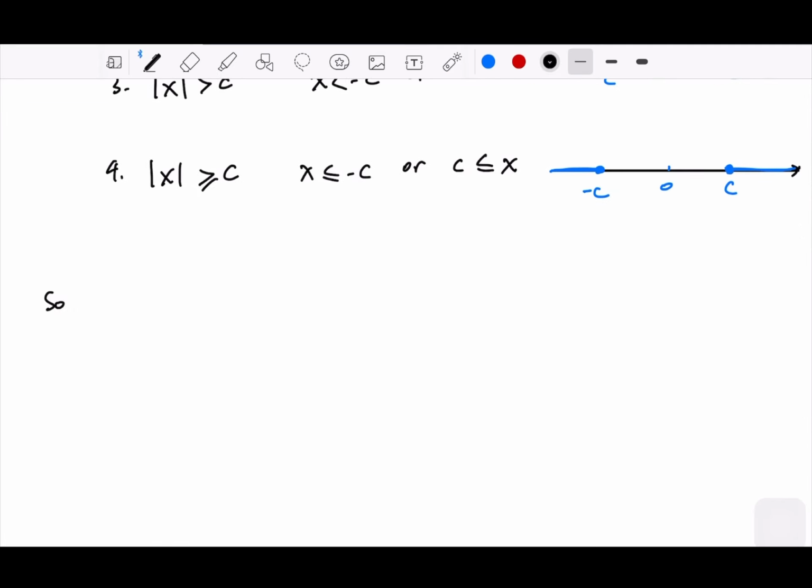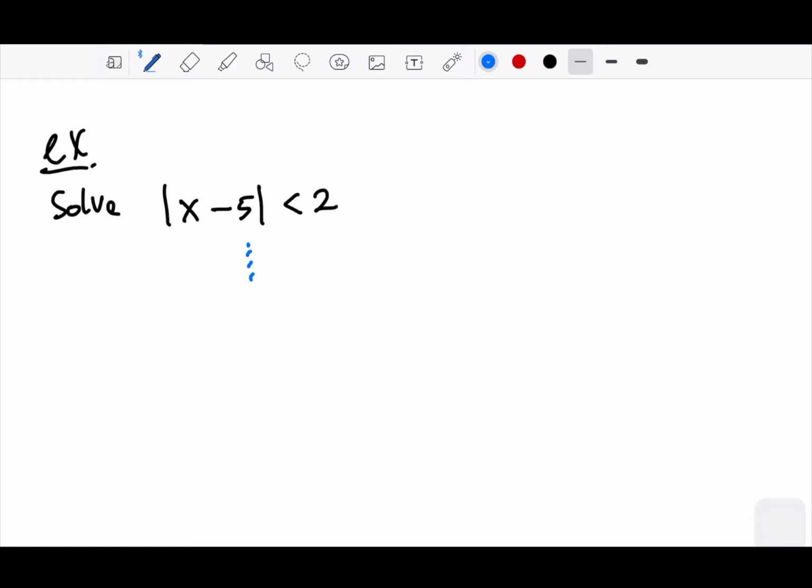Okay. For example, solve the absolute value of x minus 5 less than 2. So first we are going to rewrite. Well, it's up to you. If you're not familiar with the absolute value, we can write one by one. First we write the positive term and we write the negative term, and we can solve each, okay? But if you are familiar with this, we can just go around and make this become this and this, and I think this will be very quick.